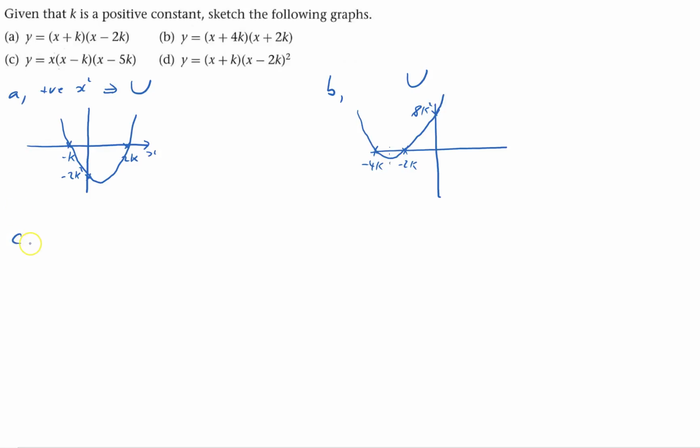C, x times x times x, that's a positive x cubed. So that means it'll be doing something like that. Same thing, draw all the axes. When does it cross the x-axis? Or when x is 0, obviously.